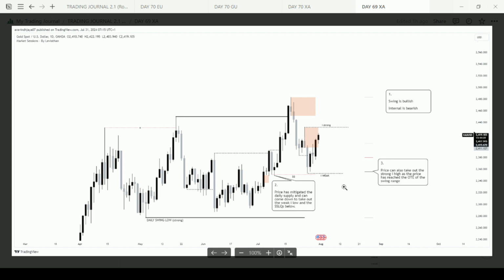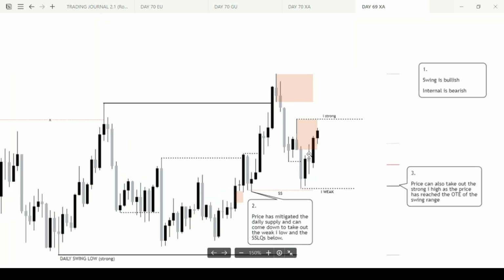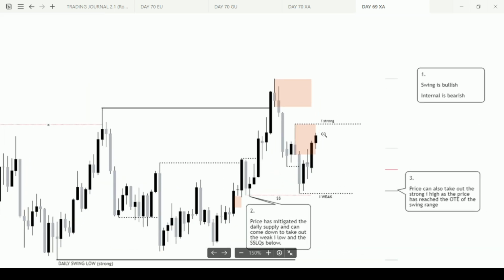Okay, and one more thing, price actually tapped into the optimal trade entry point. Also, this is Monday, and the Monday candle was followed by Tuesday. There is a high chance that the Tuesday candle will be followed by Wednesday. So I had this strong intuition that the price can go up to take out this strong internal high because it is hot. It has reached the optimal trade entry point for one, and second, these three candles indicate that the manipulation is already done and there is only distribution happening.